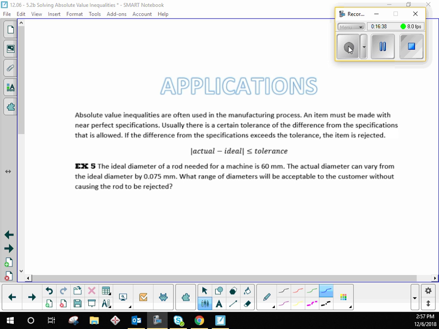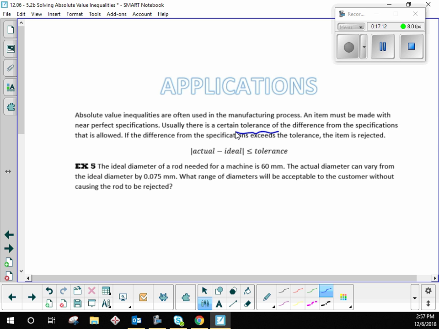And it says usually there's a certain tolerance of the difference from the specifications that is allowed. Here's what that's talking about. A tolerance means, have you ever heard someone say, oh, I had 50 M&Ms, give or take a few? Like give or take 1 or give or take 3. That number, when you say give or take, that number is a tolerance. It means on either side, it could change by a certain amount.